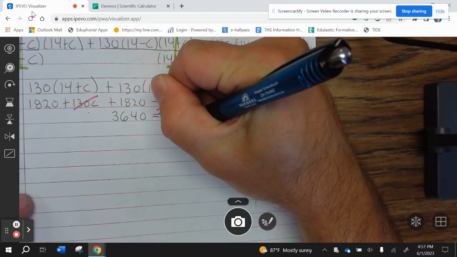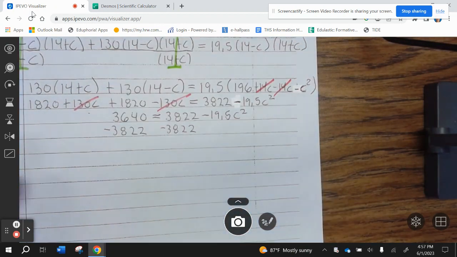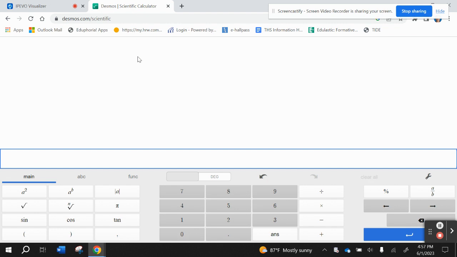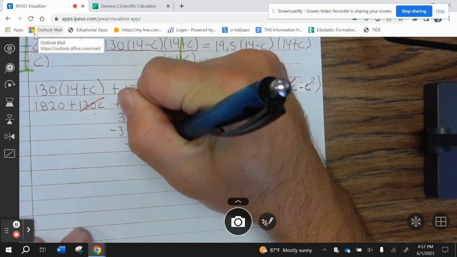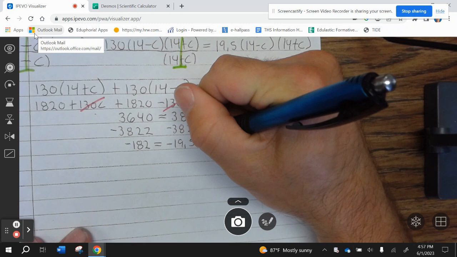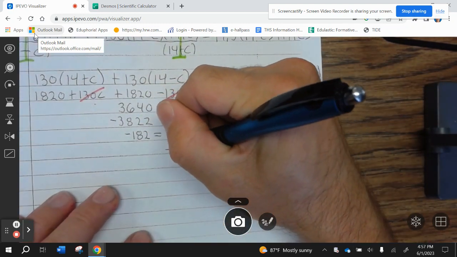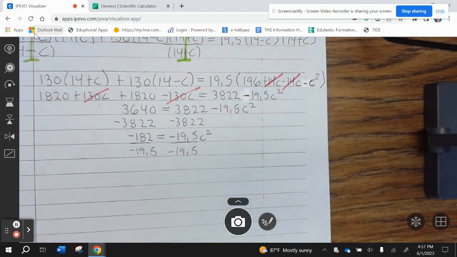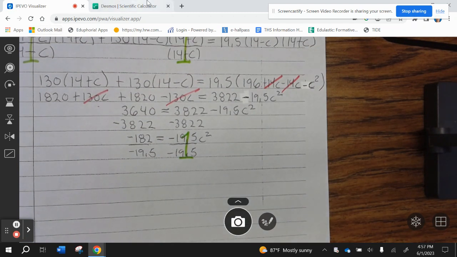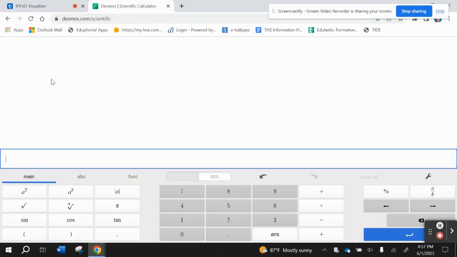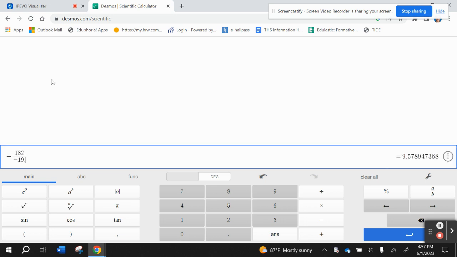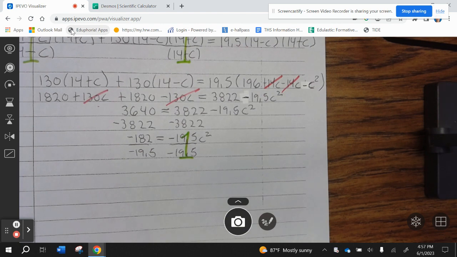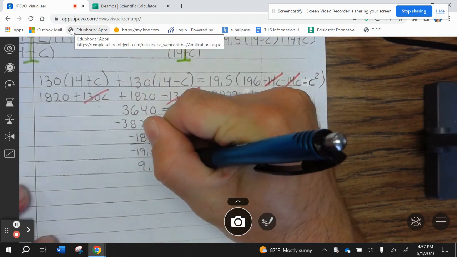We're going to subtract 3822 from both sides. So 3640 minus 3822 is negative 182 equals negative 19.5 C squared. We're going to divide both sides by negative 19.5. This divides and becomes 1. That is 9.3, which equals C squared.